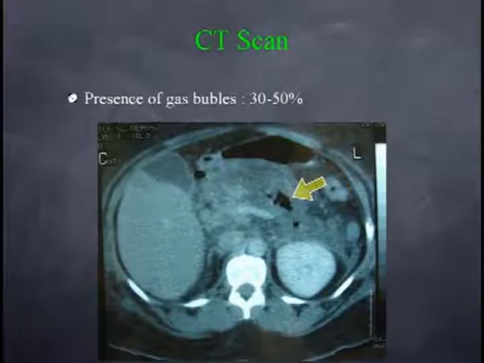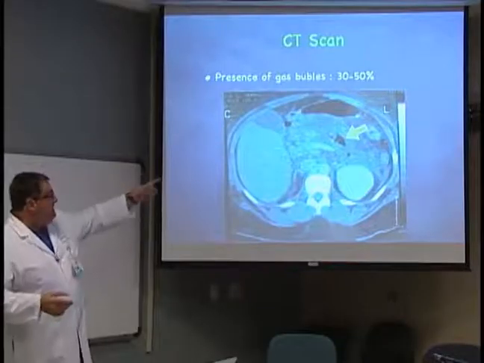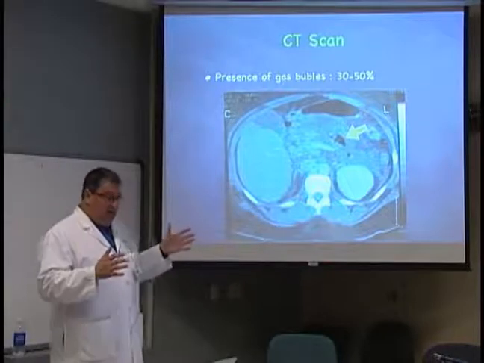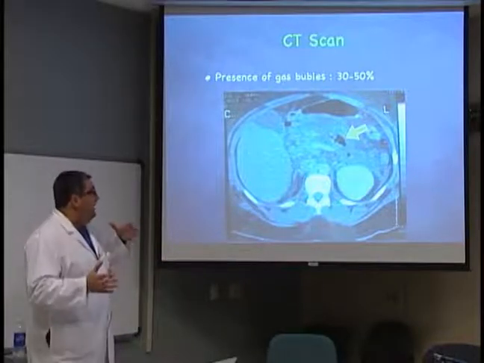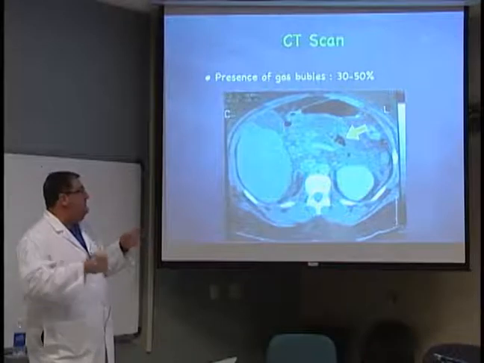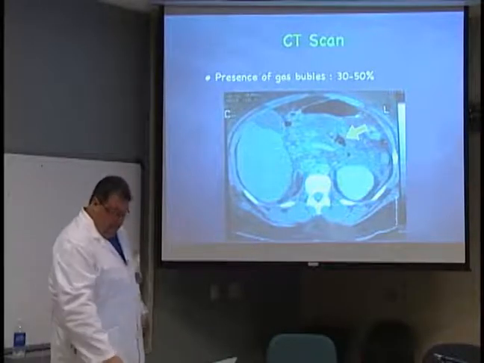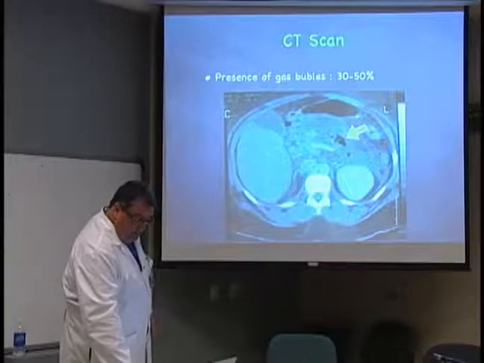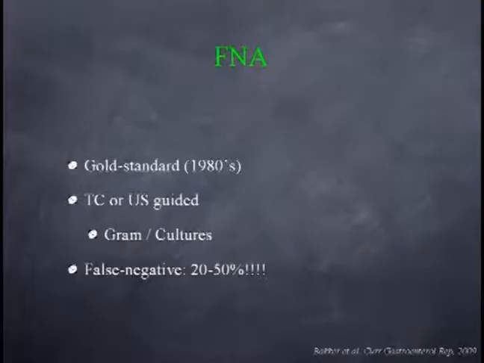I told you that there is some indication on CT that may suggest infected pancreatic necrosis, and the most characteristic radiographic sign on CT is the presence of gas bubbles. In 30 to 50% of patients that have infected pancreatic necrosis, you may see something like this. So a lot of inflammation, a lot of areas of the pancreas that are not being perfused, and some gas bubbles in those areas.